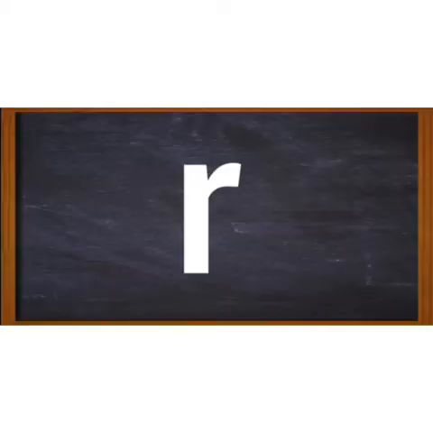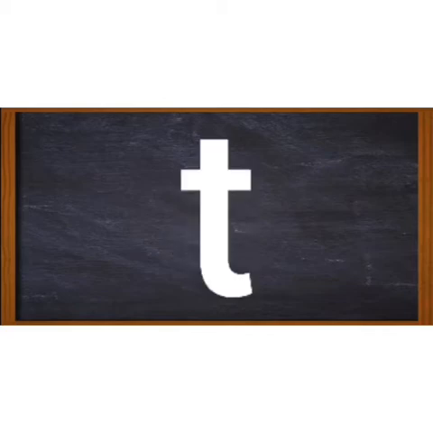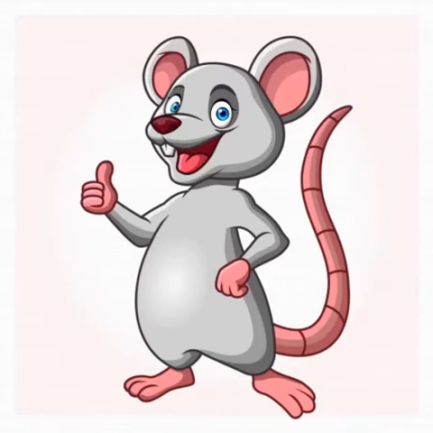Okay, the next one is R. Letter R sounds R. The next one, a. The third one, t. And then we have r, a, t. And the 3-letter word, rat. Very good.